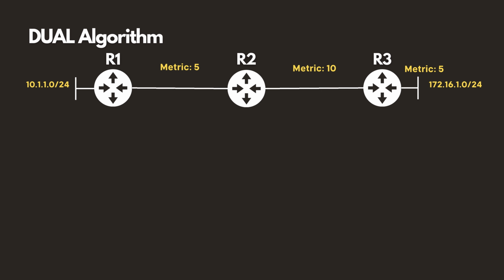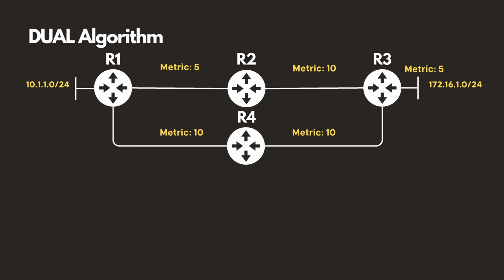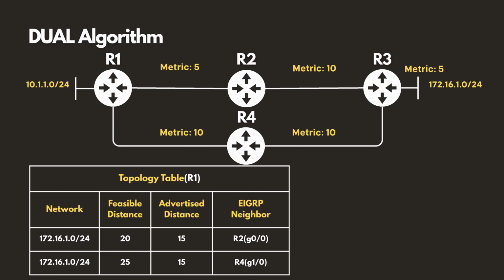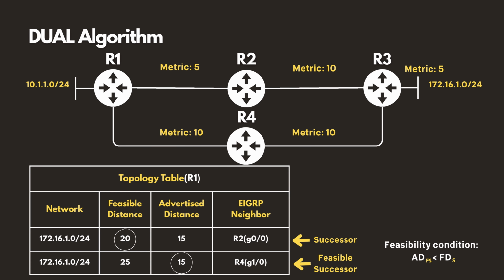the successor. To illustrate, let's add another router to the topology. Looking at R1, this will be the topology table. In this case, the successor will be via R2 since the feasible distance is lower. And the path via R4 will be the feasible successor since it meets the feasibility condition. The feasibility condition prevents loops by ensuring a backup route's advertised distance is less than your current successor's total distance.